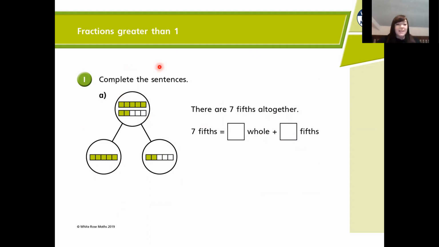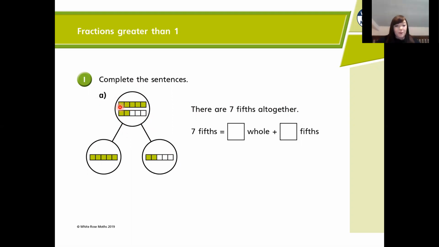So number 1 says complete the sentences. So here we have a part-whole diagram, and it's showing you the whole here. And it's split into the wholes and the parts. So this is the whole fraction that we're going to be doing. This is the whole, and these are the parts. So there are 7/5 altogether. So here I've got 7/5. 1, 2, 3, 4, 5, 6, 7.